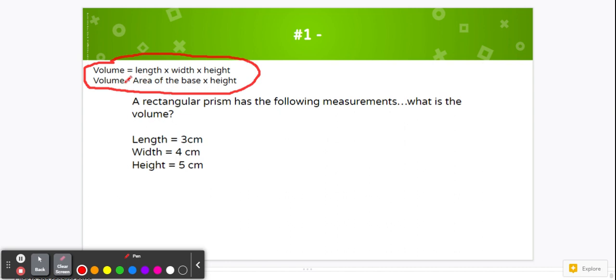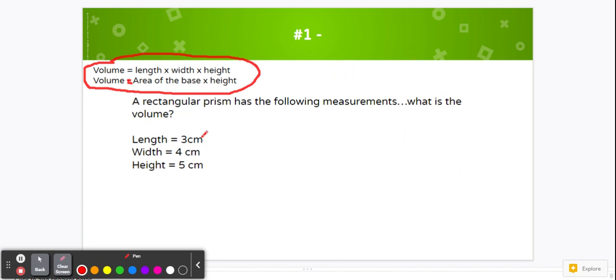We can also say that volume, shouldn't say minus, should say equals, volume equals area of the base times height. And this makes sense because the area of the base is actually equal to length times width. Because if you remember our old equation, area equals length times width.